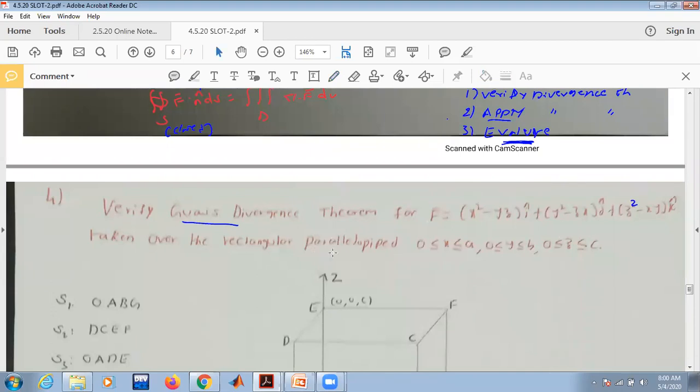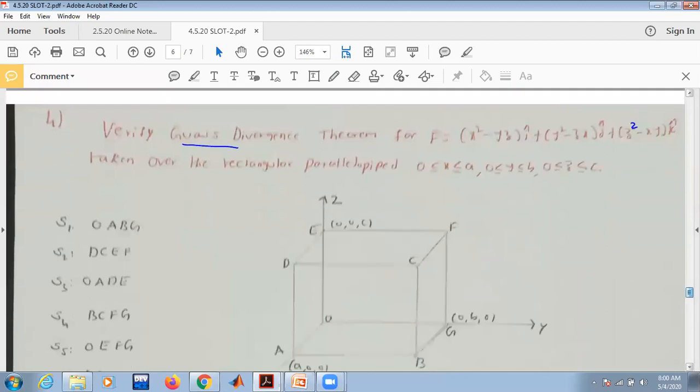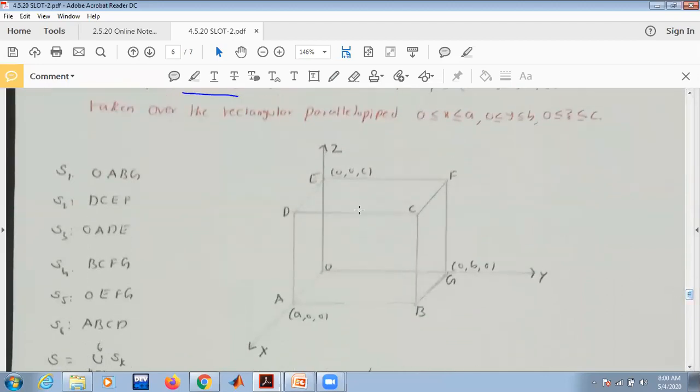Take the rectangular parallelepiped where x varies from 0 to a, y varies from 0 to b, and z varies from 0 to c. So this rectangular parallelepiped is nothing but a cuboid with six faces, where each face is a rectangular region. I have given some names to these vertices O, A, B, C, D, E, F, G.